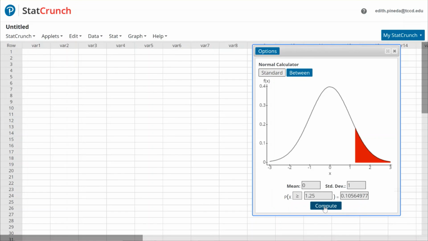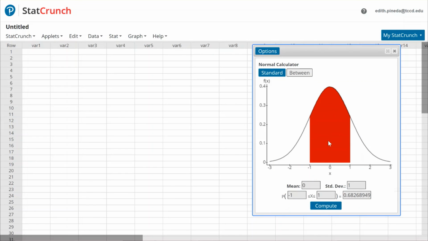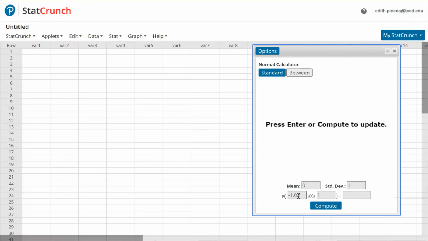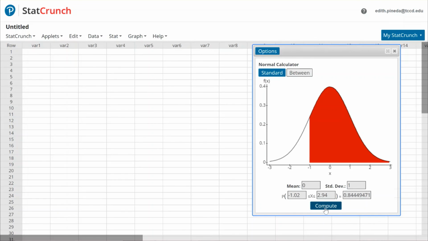Now for part C, we wanted to find the area between two z-scores. So if you look right here, we have a standard, which is the one that we're on now, and we also have a between. Notice here that it shades the region between two values. Again, we're trying to find the area between a z-score of negative 1.02 and 2.94. Because we're finding the area between z-scores, we're going to have a mean of 0 and a standard deviation of 1. Here you're going to put the lower z-score, negative 1.02, and over here the higher z-score, 2.94. Now press compute, and we get approximately 0.8445 if we round to 4 decimal places.